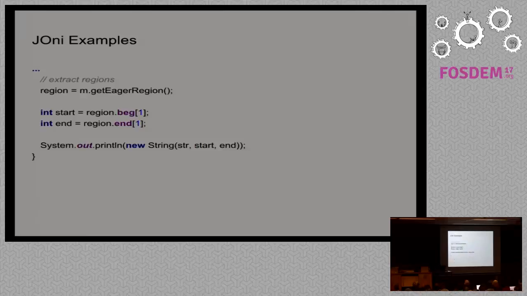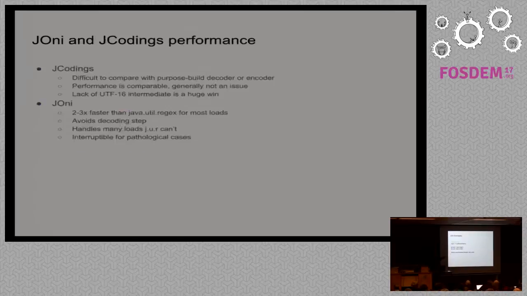Last part of the Joni examples here. So here we want to get our regions out for pulling groups off of this. And we can get a start index and an end index, and basically just go directly to the bytes. We don't have to turn anything into characters. We can go back to the same byte array, do no copying, and have regular expression matches with groups.